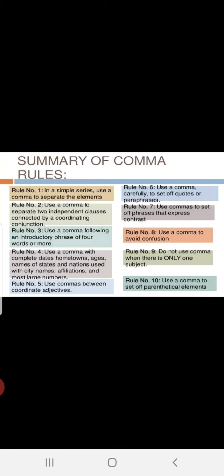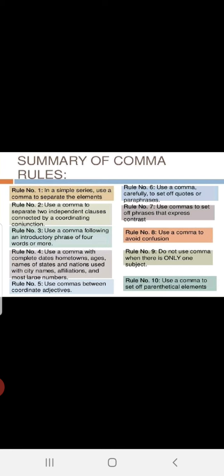Just now I explained: use a comma with complete dates, hometowns, ages, names of states and nations used with city names, affiliations and most large numbers. In the beginning itself I explained. Rule 5: Use commas between coordinate adjectives. When you are using coordinate adjectives, you have to use a comma. It means, in case you are putting more than 2 adjectives relating to 2 nouns or 2 pronouns, then you should use a comma.